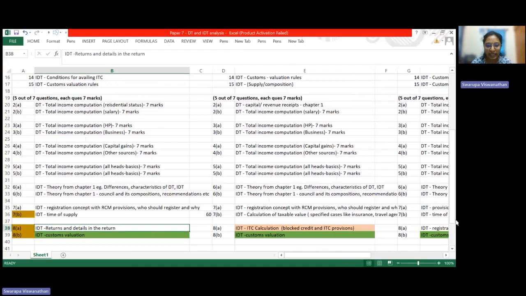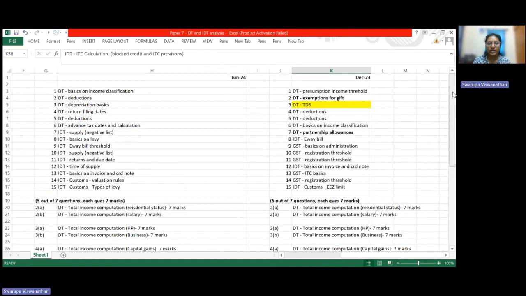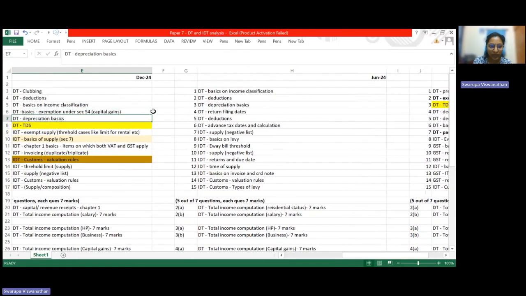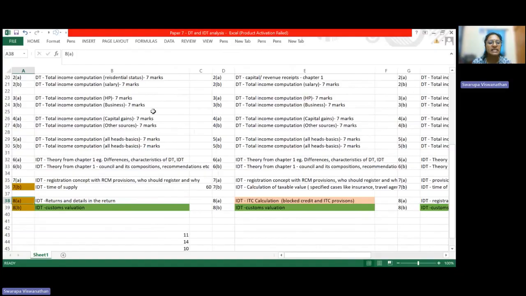Then if you see 8A in December 23 and in December 24, in both the attempts, you have had a question on ITC calculation, that is with respect to section 16 and section 17, the conditions for availing ITC, and section 17 block credit. Okay, so seeing the pattern, we can expect in December 25 also a question on ITC calculation.